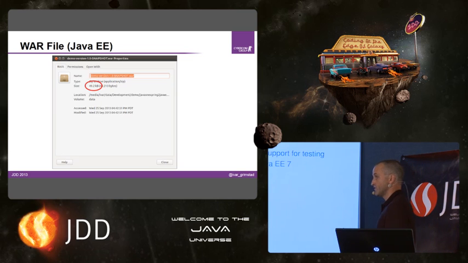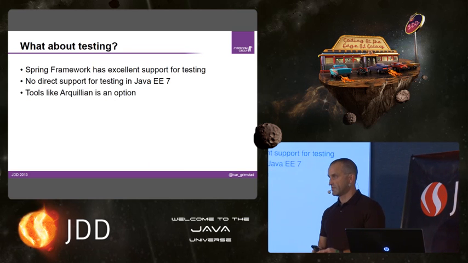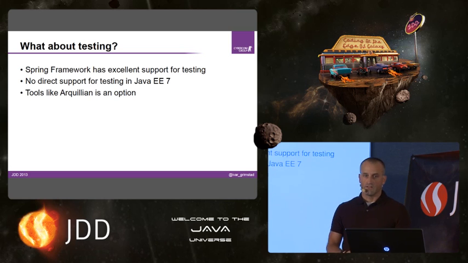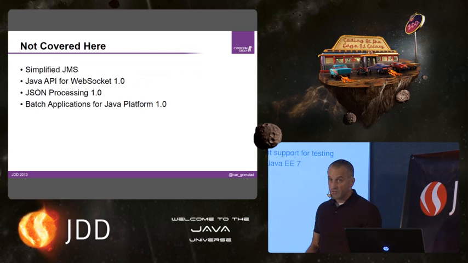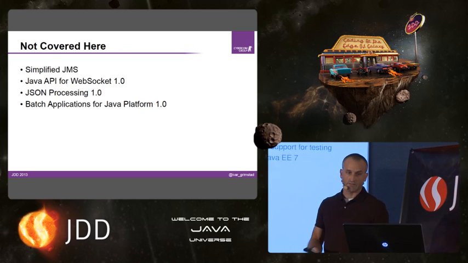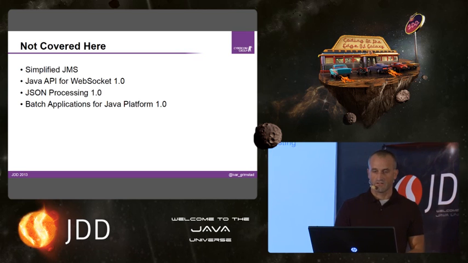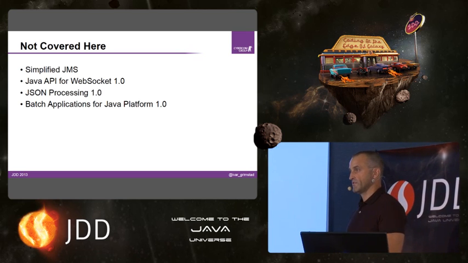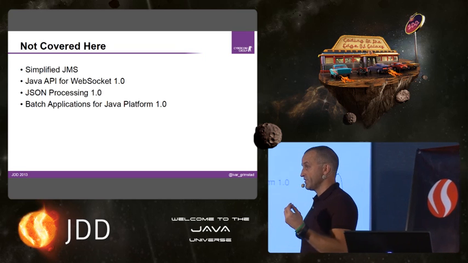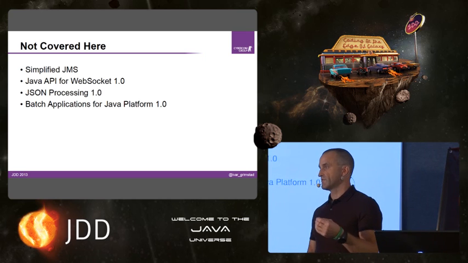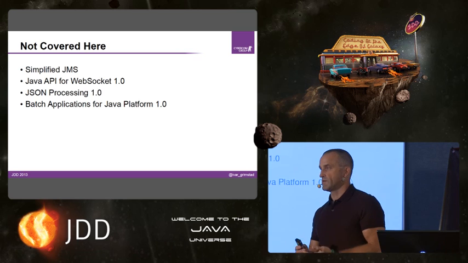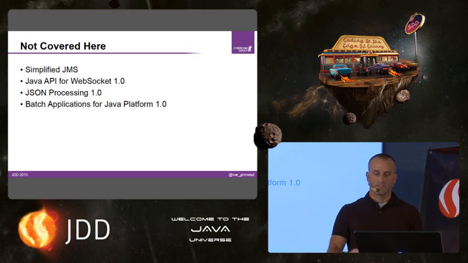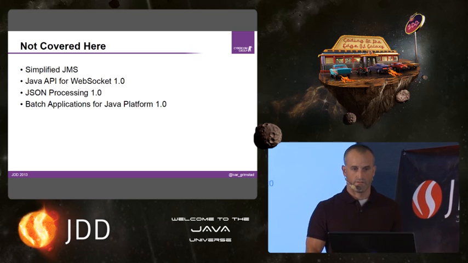I've not covered the concept of testing in this presentation. Spring Framework has excellent support for tests, and there's no direct support for this in Java EE 7, but there are tools on the market like this. Arquillian is a really good option to look into if you need to test, and you do. I've not covered the new aspects of Java EE for JMS, WebSockets, JSON processing, or batch applications.